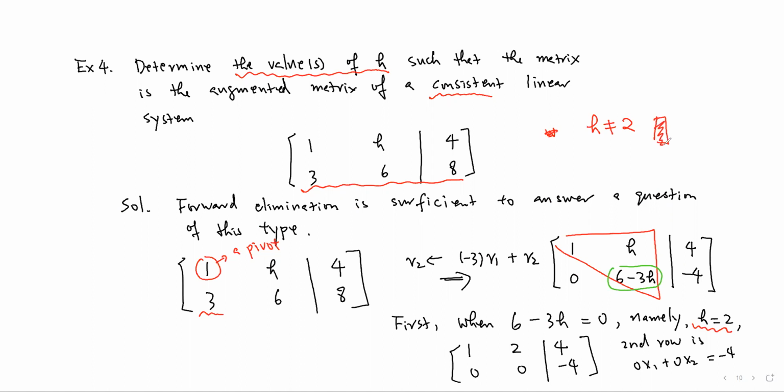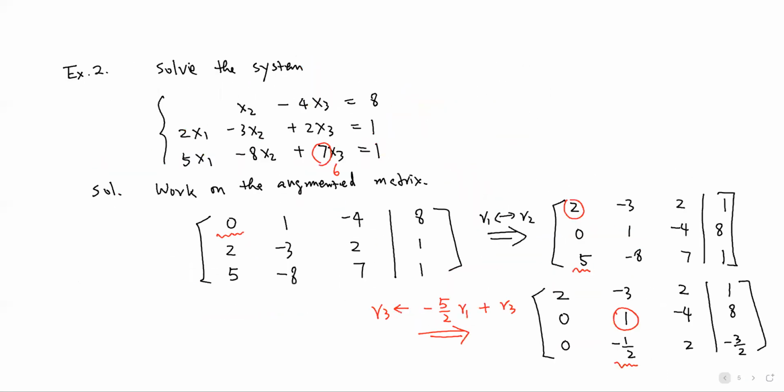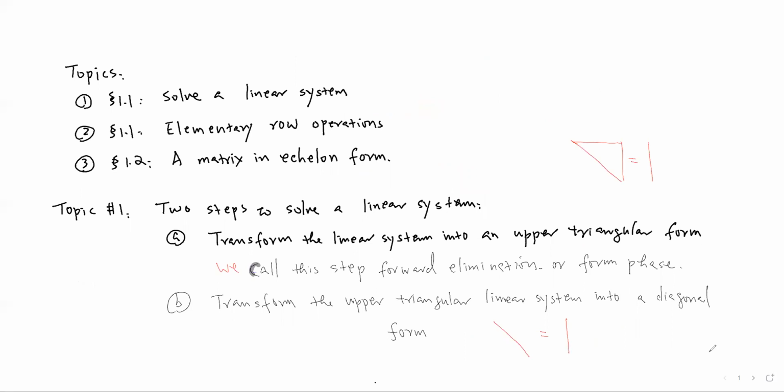Yeah, this is topic 1. Today, second topic. What is the second topic? Elementary row operations. Topic number 2. Still section 1.1. Elementary row operations.